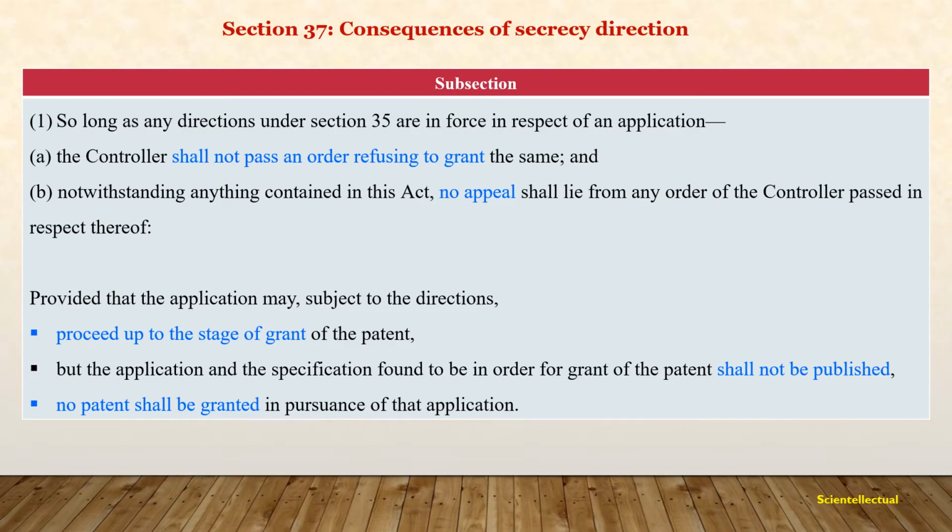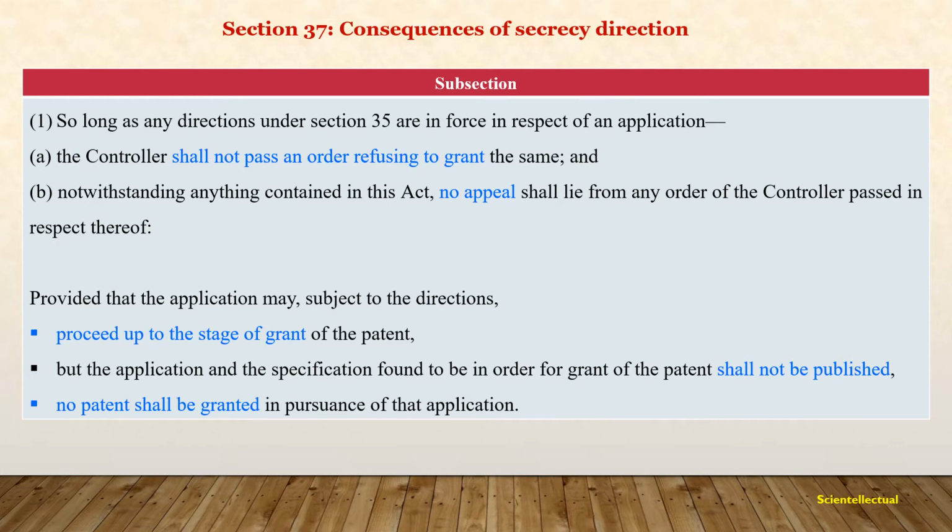Section 37: Consequences of secrecy direction. Subsection 1 says, so long as any direction under Section 35 is in force in respect of any application, A. The controller shall not pass an order refusing to grant the application, and B. No appeal shall lie from any order of the controller passed in respect thereof.